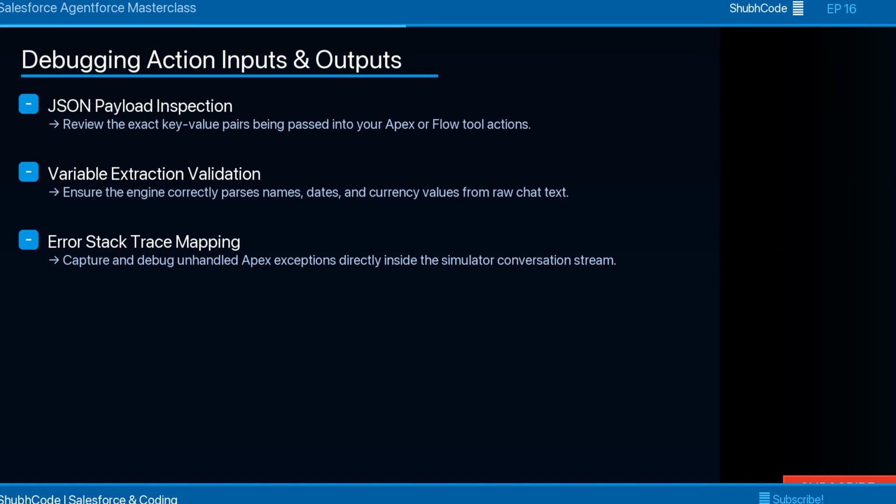One of the most common issues in Agentforce development is when an action is selected correctly, but it fails to execute because of malformed input parameters. The simulator allows you to peel back the curtain on the JSON payloads passed between the Atlas engine and your action providers, such as auto-launched flows or Apex classes. By inspecting the input schema, you can verify if the agent is correctly extracting merge fields from the user conversation. This lets you pinpoint whether a bug lives in your Apex code or in your agent instructions.